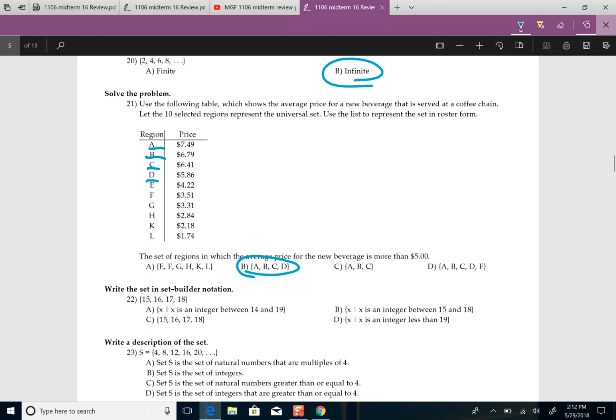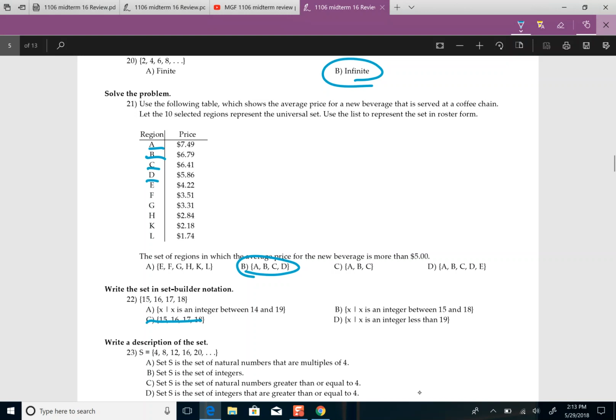All right, 22. Write the set in set builder notation. So right now it's in listing notation, 15, 16, 17, 18. I can clearly see what they are. Do you see how C is the same thing? There's no way that's the answer. Why would I do that? They wouldn't give me back the same thing.